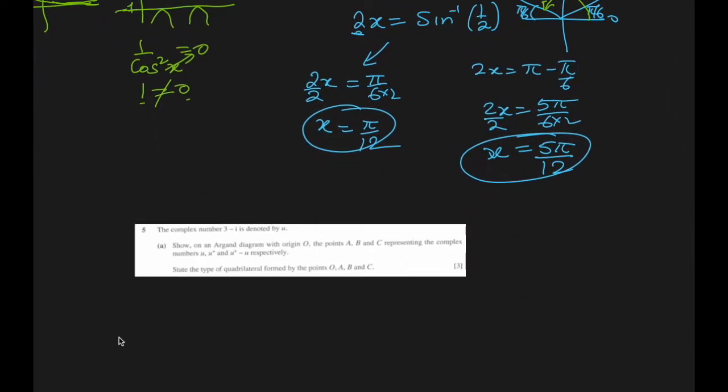Alright, question number 5 is about complex numbers. 3 minus i is denoted by u, okay? Show on an Argand diagram with origin O the points A, B, C representing these three: u, u star, which is the conjugate, and the difference of the conjugate and the complex number itself.